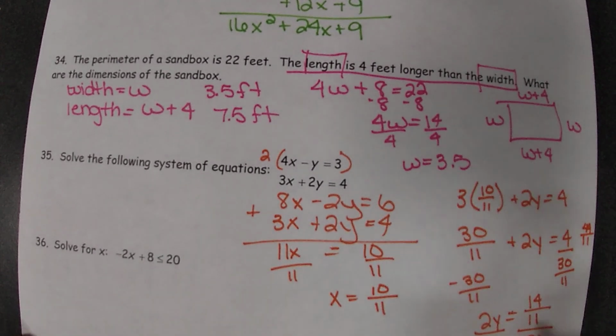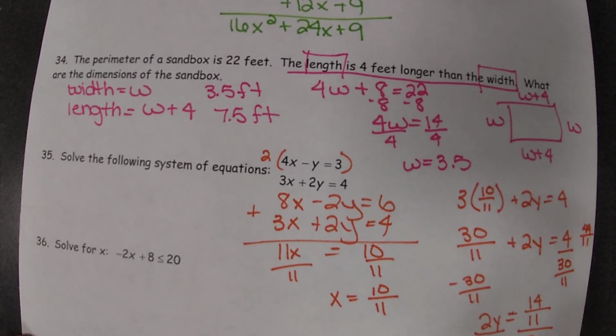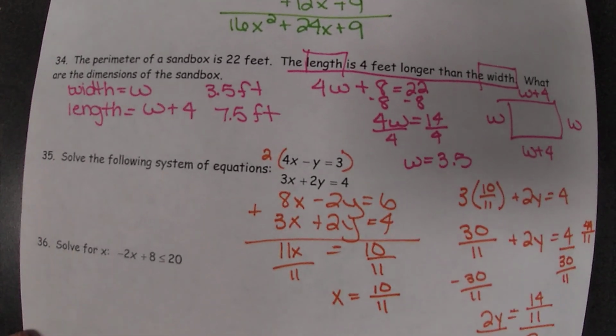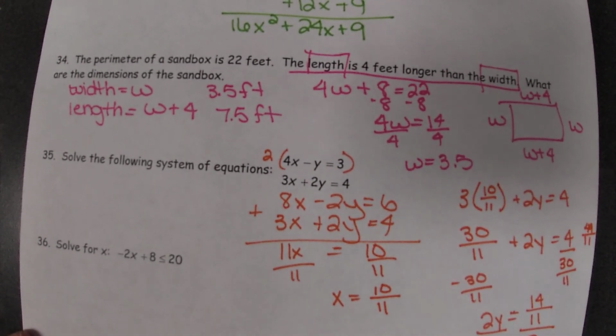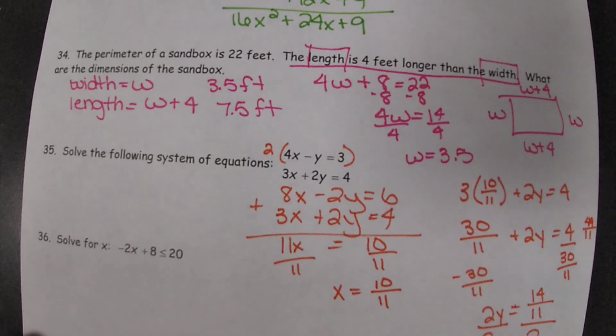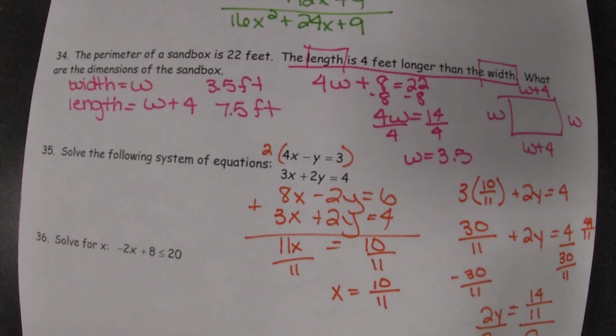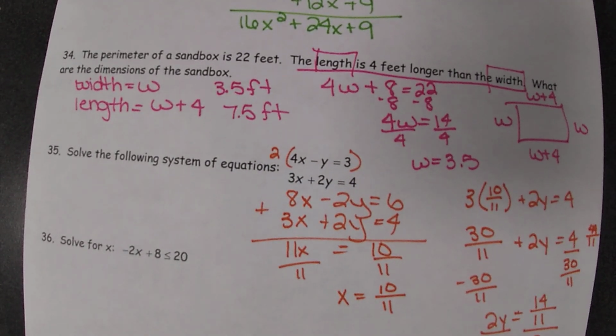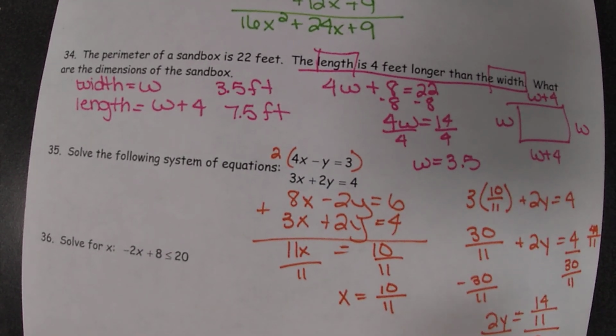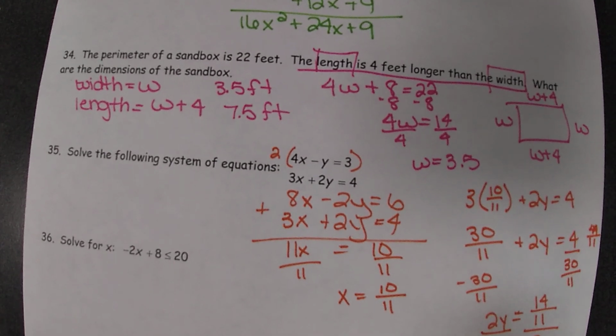Oh, no. That's not right. I'm doing my math too quickly. So it'll be 14 over 22. Let me check that. Yep. So 14 over 22, which will then reduce to 7 over 11. So our final answer will be X is 10 elevenths and y is 7 elevenths.